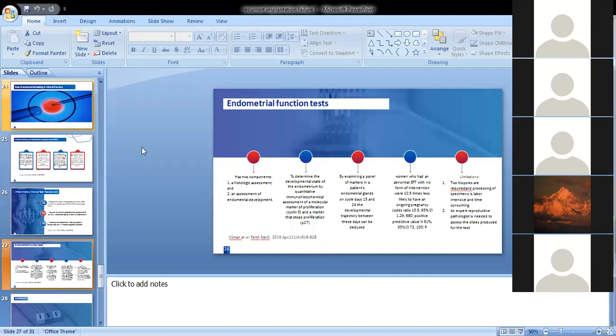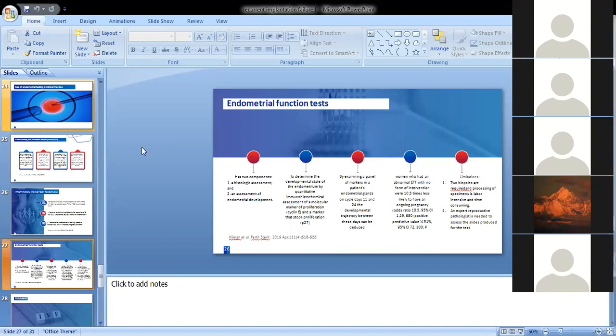Now, the endometrial function test has two components: a histological assessment and an assessment of endometrial development. It determines the developmental state of the endometrium by quantitative immunohistochemical assessment of a molecular marker of proliferation, that is cyclin E, and a marker that stops proliferation, P27. By examining a panel of markers in the patient's endometrial glands between cycle day 15 and day 24, the developmental trajectory between these days can be deduced.